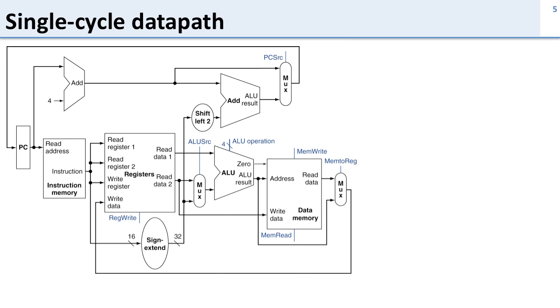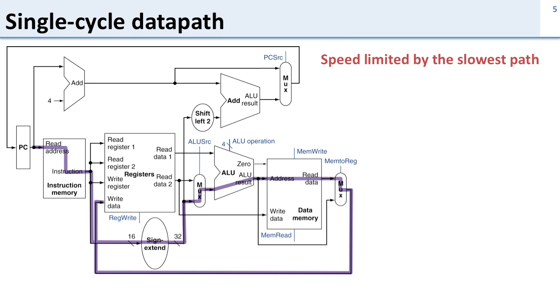So here's the single cycle data path that we saw in previous lectures. And we talked about how for a single cycle data path, the speed is limited by the slowest path. So we gave an example of what might be the slowest path, and that was this one here. It's from loading the instruction through the sign extension, through the ALU, to the memory, and then back to writing.